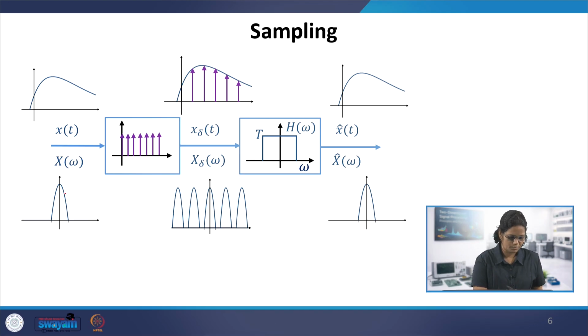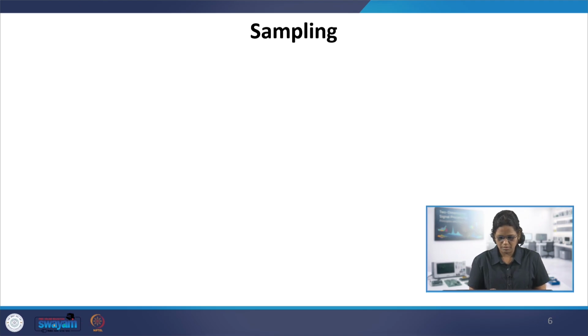We get this spectrum when the impulse passes through delta of t, that is, when x of t is multiplied by it. We get this sequence, a sampled sequence, whose spectrum is a repeated X of omega. This pattern is repeated because of the discrete nature, and the continuous nature comes from the aperiodicity. After getting this, pass it through the low pass filter.